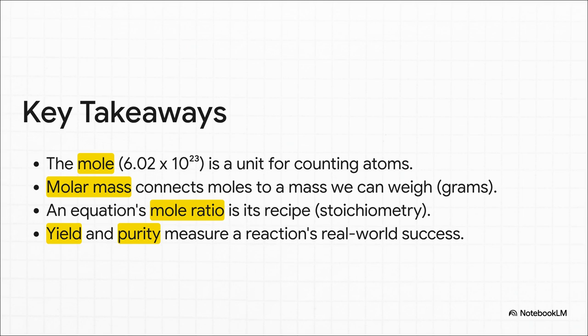So let's wrap this up. What are the big takeaways? The mole is our special counting number for the atomic world. Molar mass is the brilliant trick that lets us count those atoms just by weighing them. Stoichiometry is just using a balanced equation as a mole recipe. And finally, concepts like yield and purity are our reality checks.